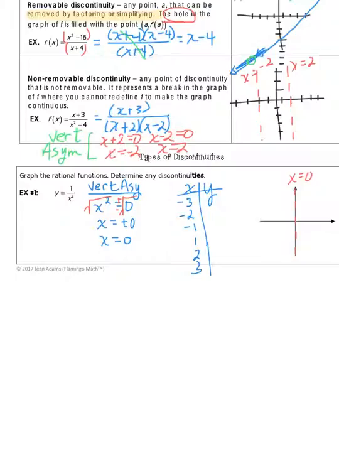So 1 over negative 3 squared would be 1 over 9. 1 over negative 2 squared is 1 over 4. 1 over negative 1 squared is going to be 1. 1 over 1 squared is 1. 1 over 2 squared is 1/4. And 1 over 3 squared is 1/9. So let's graph those values, or at least the ones I can.